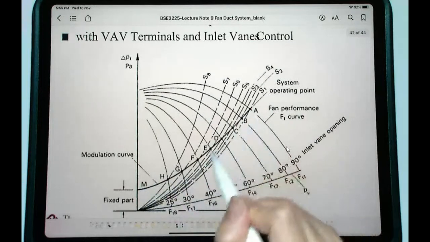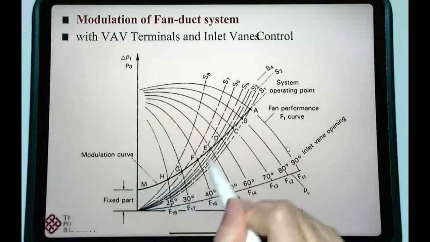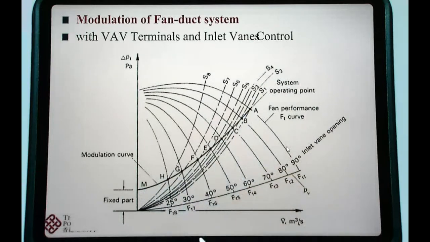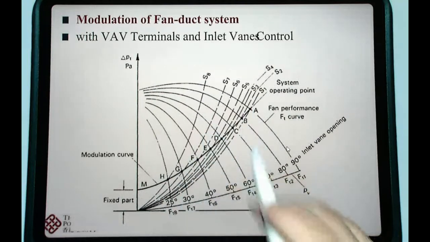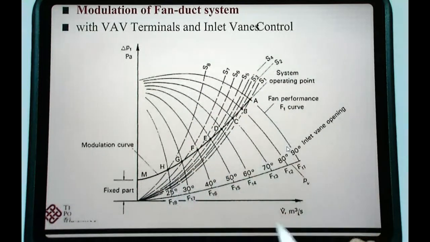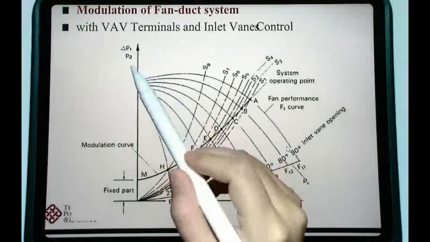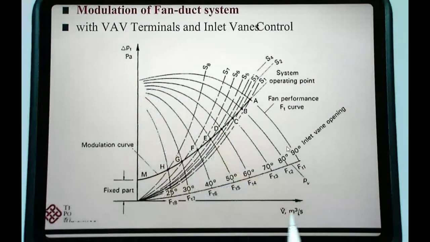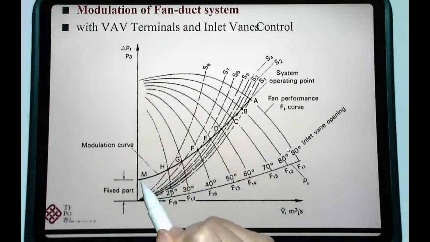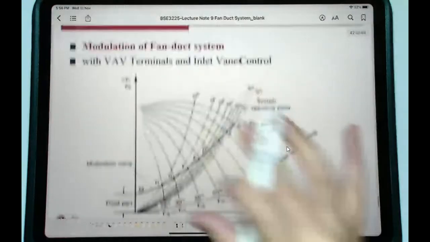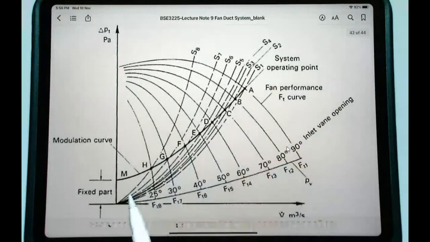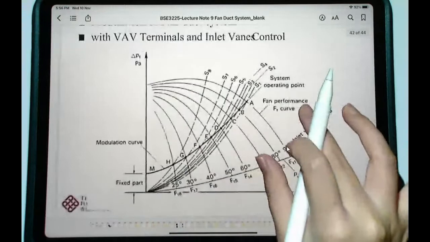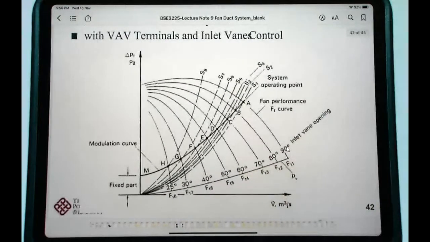The modulation curve corresponds to how, for this specific system, our operating pressure increase or pressure difference changes with our flow rate. Every point on our modulation curve is a system operating point corresponding to different scenarios.